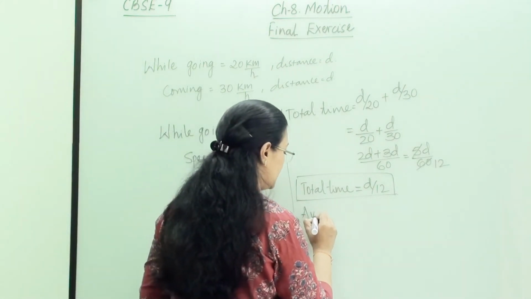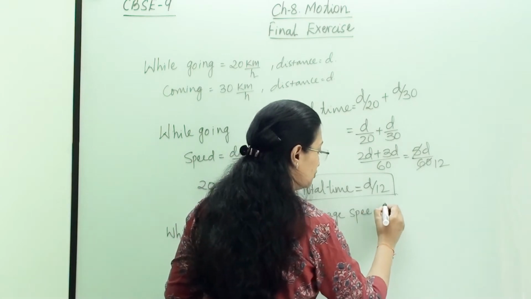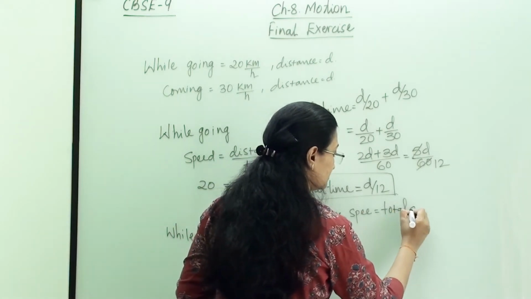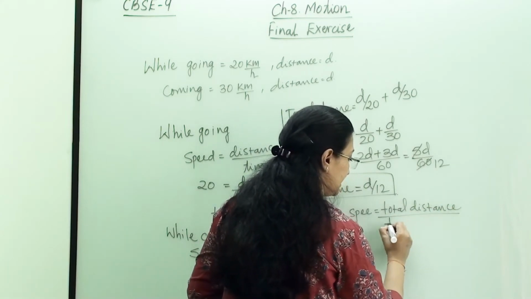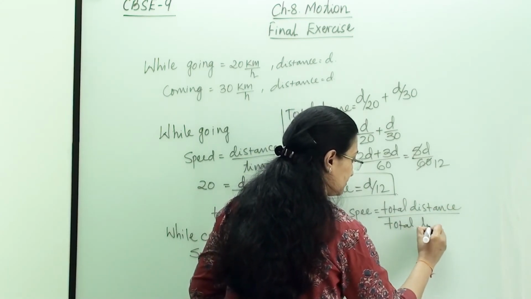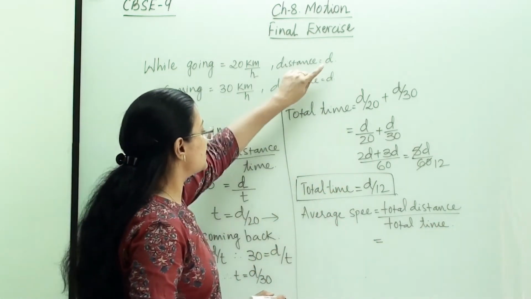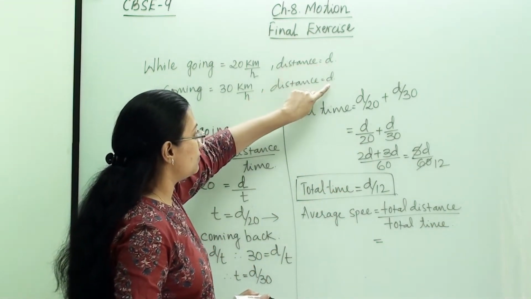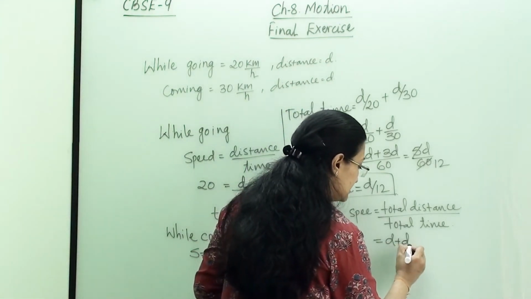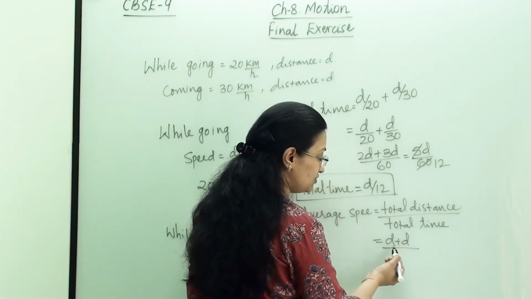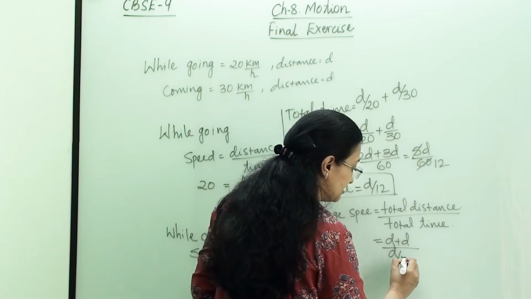So average speed equals total distance divided by total time. So what will be the total distance? To and fro it is d. While going it is d and while coming back it is d. So it is d plus d. Distances are the same on both sides. So d plus d. And the total time we got here is d divided by 12.